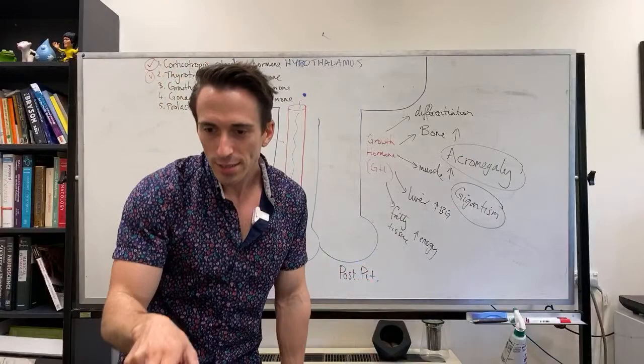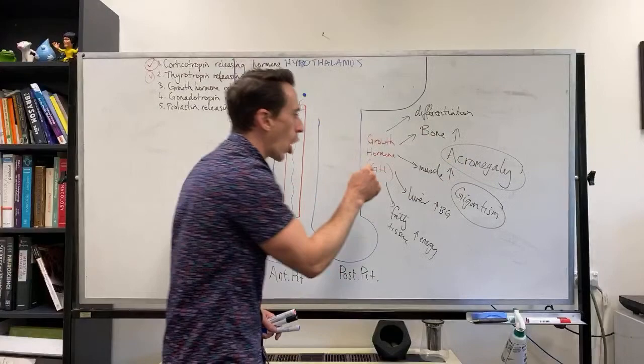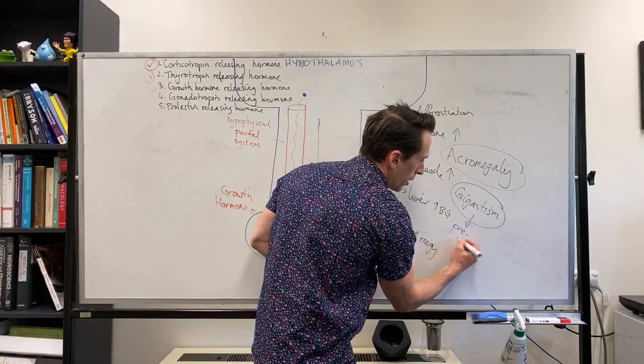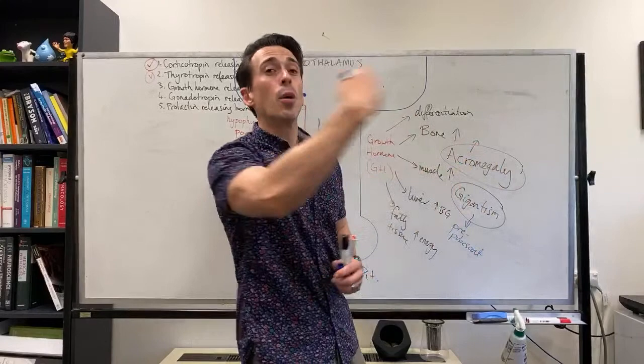Here's the difference between the two. Both are problems with overactivity of growth hormone, but gigantism occurs prepubescent. Acromegaly occurs postpubescent.